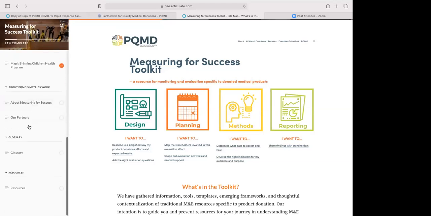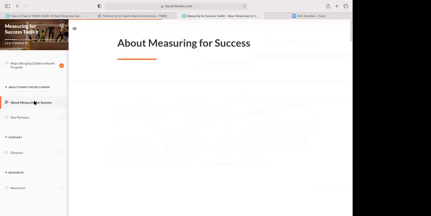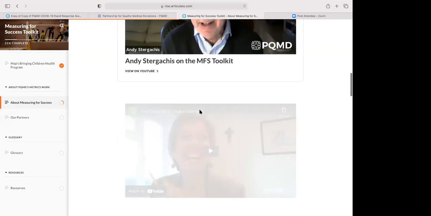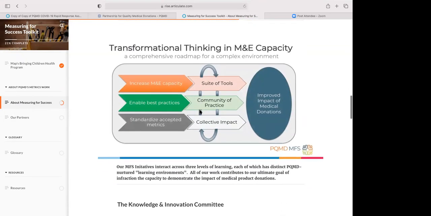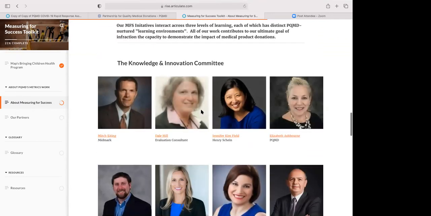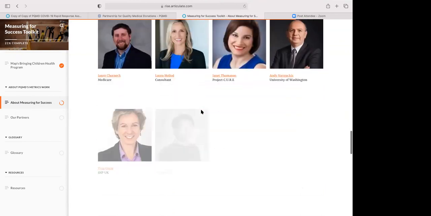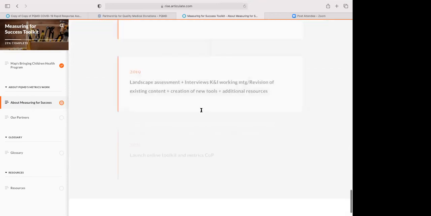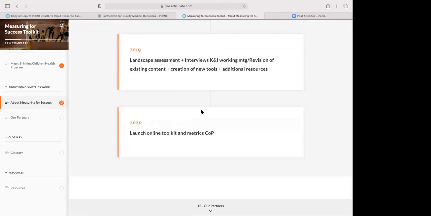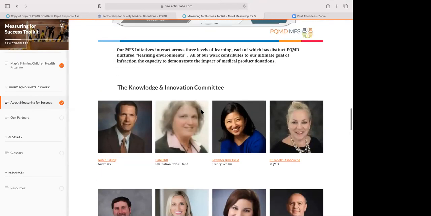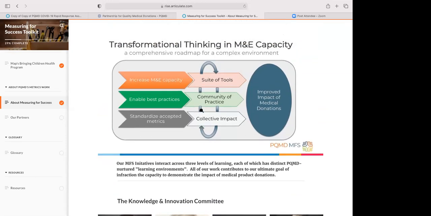And last but not least, here at the end, we have a little bit about the work we're doing for measuring for success. There's Andy and there's Tina, explaining some of their stories. You've seen some of these graphics if you've seen PQMD's other work. This is the committee that is continually working on this month after month to try to make it better. Some of our history is here as well. And I'm sharing that with you because, in addition to what we're doing here with the toolkit, we have some other projects that take shape when necessary or when needed.